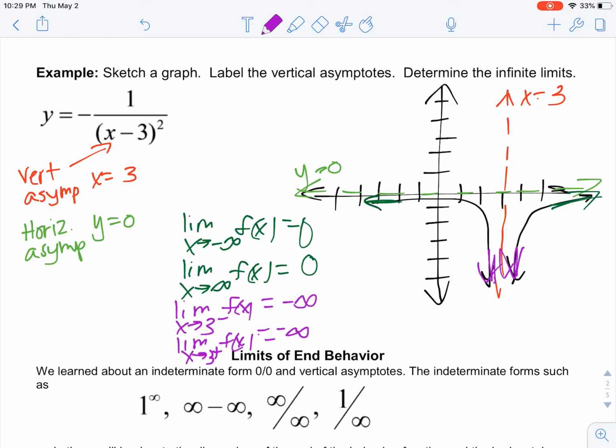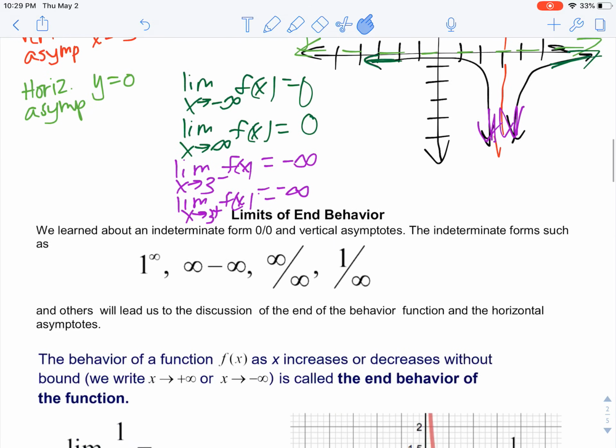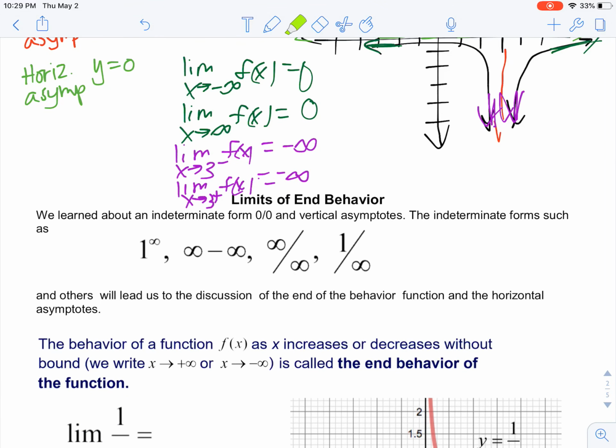As we learned about an indeterminate form 0 over 0 in vertical asymptotes, there's also other indeterminate forms. We went over that a couple lessons ago. So you can have 1 to the infinity, infinity minus infinity, infinity over infinity, or 1 over infinity. And if you get that algebraically, you're going to have to think about the end behavior of the function in the horizontal asymptotes.